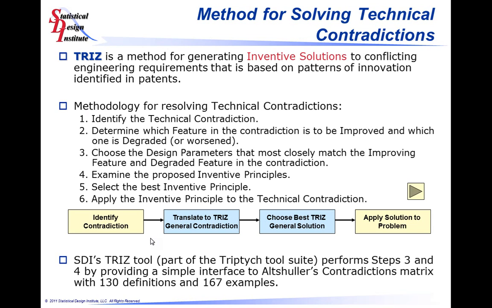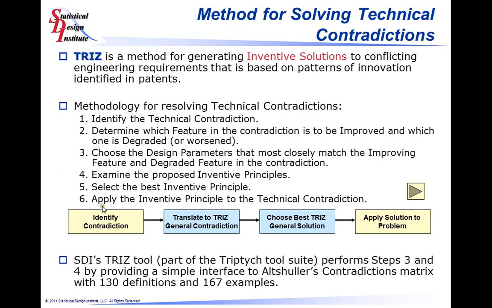And then you can apply the TRIZ technique to choose from a set of design parameters, identify one that most closely matches your improving feature, and also a design parameter which closely matches the degraded feature in the particular contradiction that you're addressing. Then the TRIZ method is based on examining a set of proposed inventive principles, and then selecting the best inventive principle, identifying potential solutions, or applying that inventive principle to your technical contradiction for the purpose of coming up with a solution to your problem.